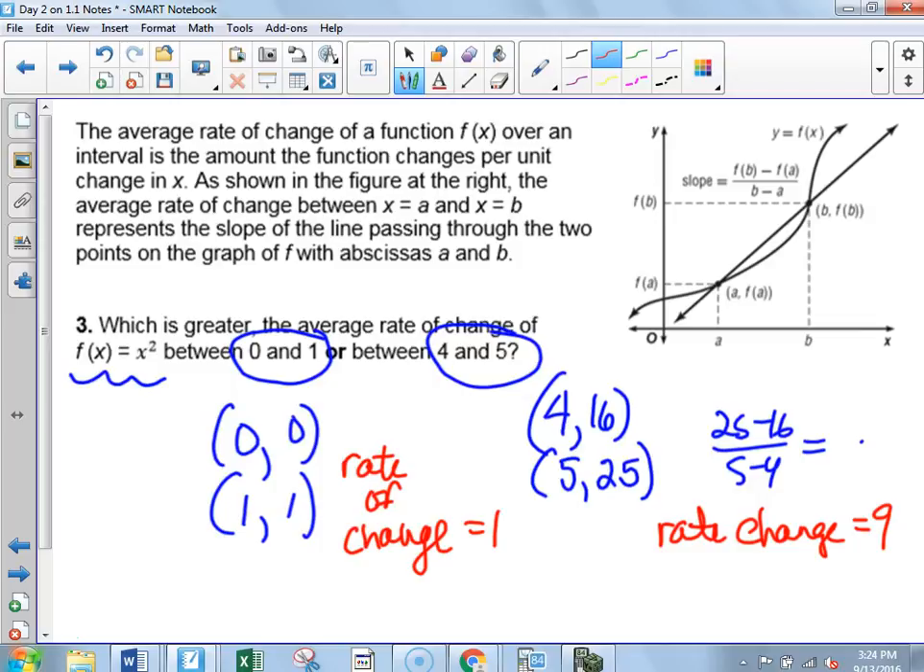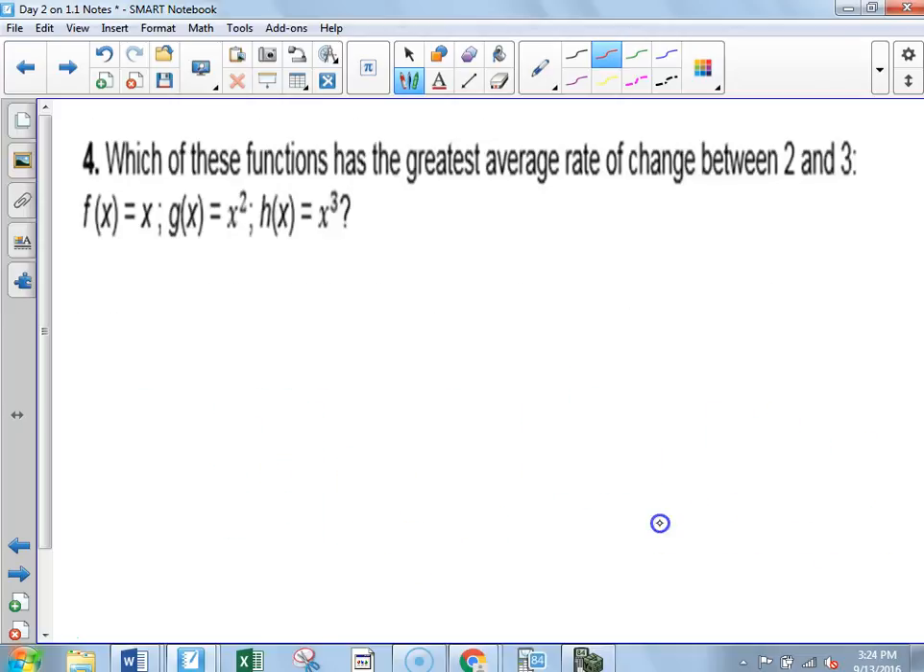Very different, okay? Picture a parabola. Between 0 and 1, it went over 1 and up 1, yes? The plain little parabola. But the further you go up, the steeper it gets, yes? Okay, that's all it's telling us.